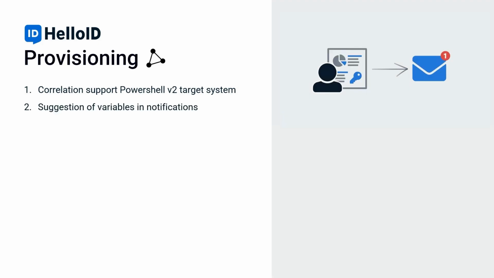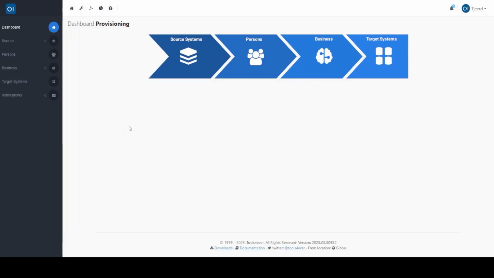The second new feature is the suggestion of variables and notifications. This means when you have notifications like email or ticket system, you will see which variables you can use for specific actions and also for specific target systems. As an example, if you have a Create Account event where you want to send an email notification, then you can use certain variables from the Active Directory target system for the Create Account. But you will also see other details such as the person details, manager details, and person export data. Let's go to the demo.